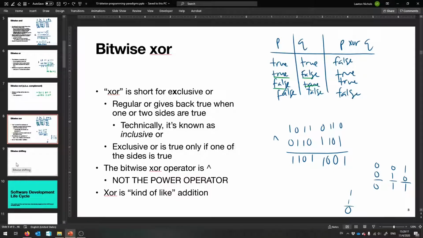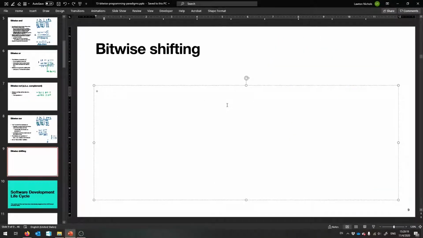And finally, the last bitwise operators that I want to show you are the shift operators. Okay, so this is what they look like. You've actually used them before. As a matter of fact, they've been overloaded. So the bitwise shift operators are left and right shift.